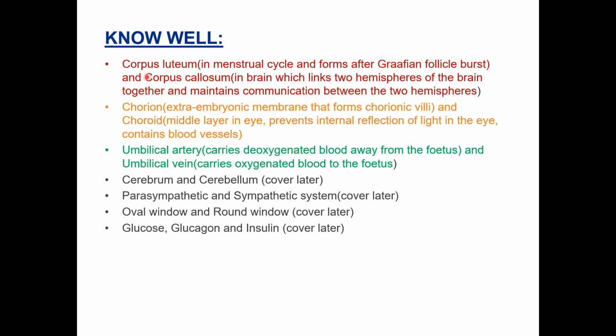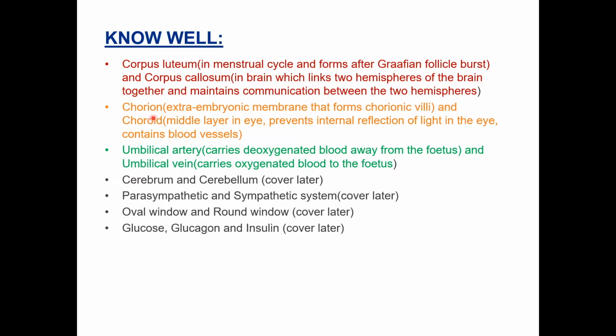Okay, now let's look at corpus luteum and corpus callosum. They sound similar but are completely different from each other. Corpus luteum is in the menstrual cycle. It forms after the Graafian follicle bursts. The corpus callosum is in the brain. It links two hemispheres of the brain together and maintains communication between the two hemispheres. So make sure you know the difference between the corpus luteum and the corpus callosum. Remember also, the corpus luteum produces progesterone. Corpus callosum is in the brain.